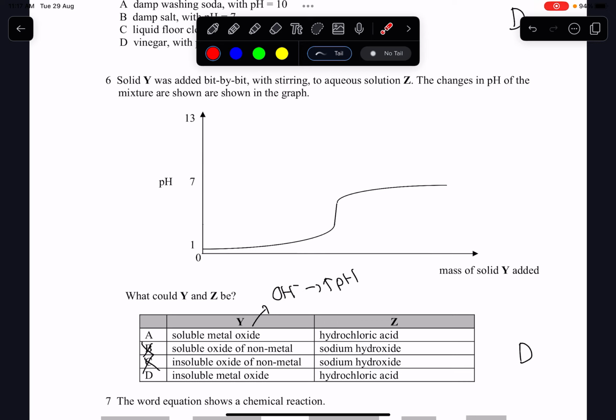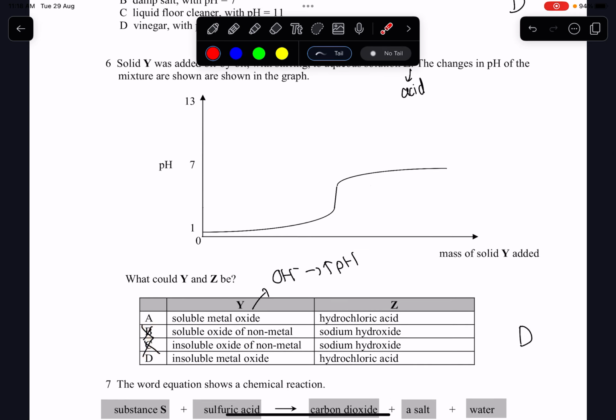For question 6, solid Y was added bit by bit with stirring to aqueous solution Z. Changes in pH are recorded in the graph. First thing first, how do we determine what solution Z is? We have to look at the origin, where solid Y was not yet added, and you notice the pH is 1. It has to be an acid. So solution Z must be an acid. You can cancel out B and C because Z must be an acid.